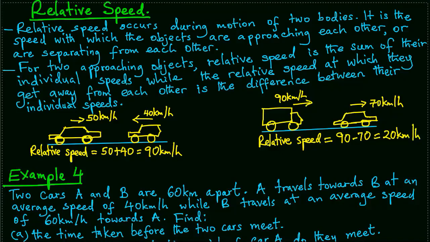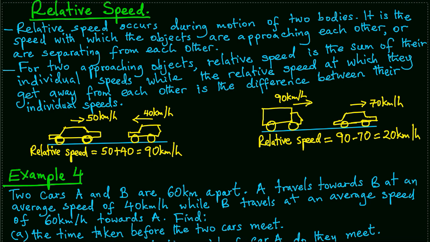Let's talk about relative speed. Now, relative speed occurs during motion of two bodies which move simultaneously. It is the speed with which the objects are either approaching each other or are separating from each other.